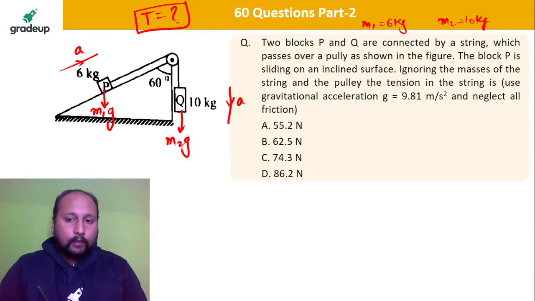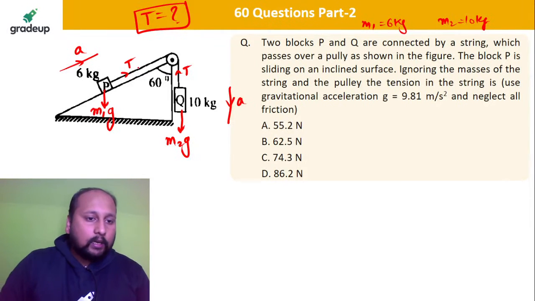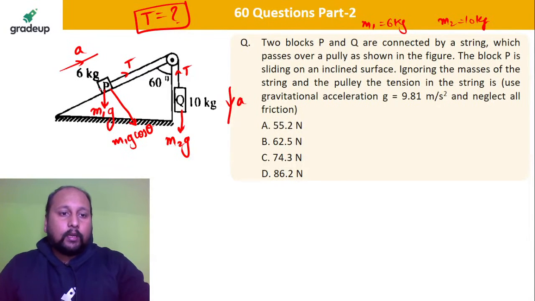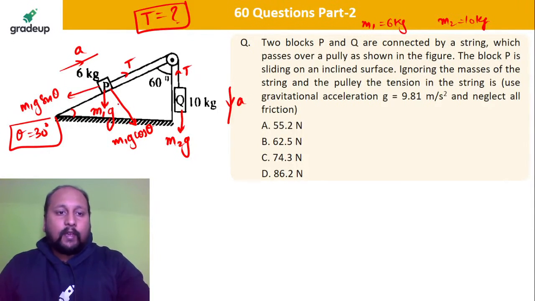Previous one. Definitely let us try to solve this question and we will be clarifying the concept. So this will be M1G cos theta and this will be M1G sin theta. And what is this theta? Theta is equal to 30 degree. Okay. Fine. Now use D'Alembert's principle at P.